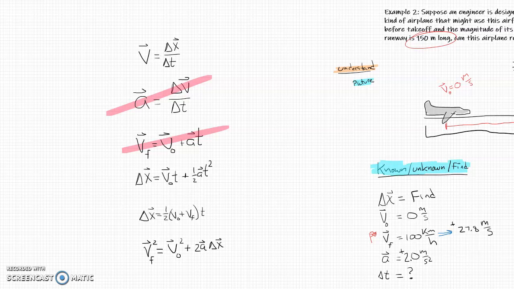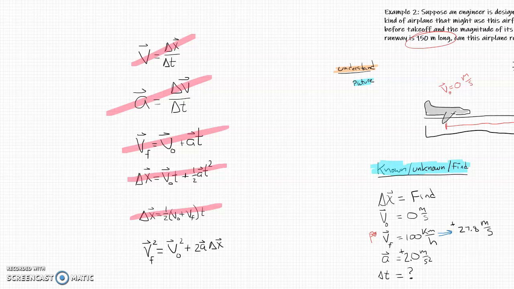So next thing I'm going to look for, I notice that I don't have time. So any equation that has time in it is probably not going to be good for this. So my first one has time in it, I'm going to get rid of that one. This one had time in it, so I'm going to get rid of that one. This one has time in it, so I'm going to get rid of that. So we're basically left with this very last equation.